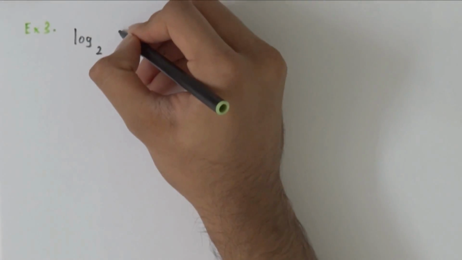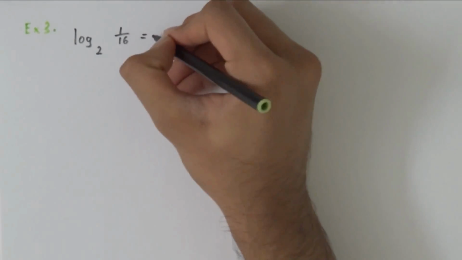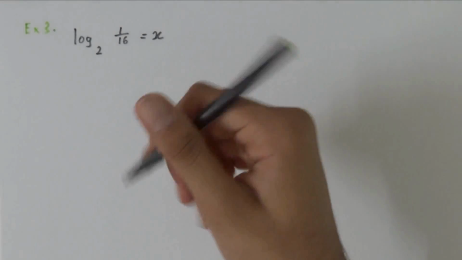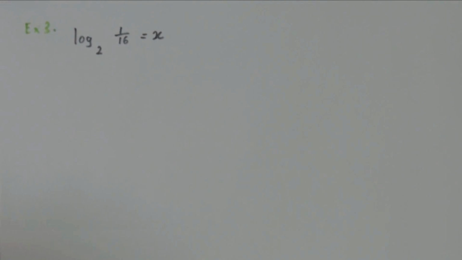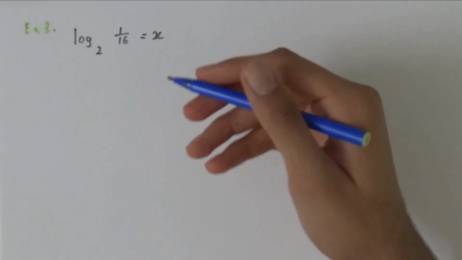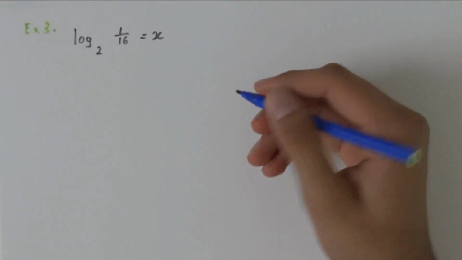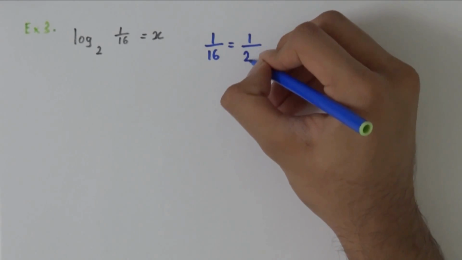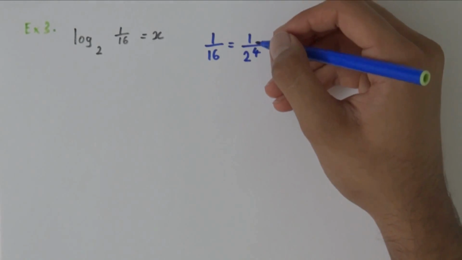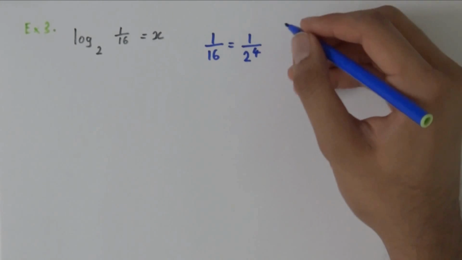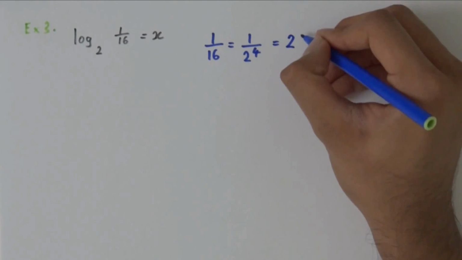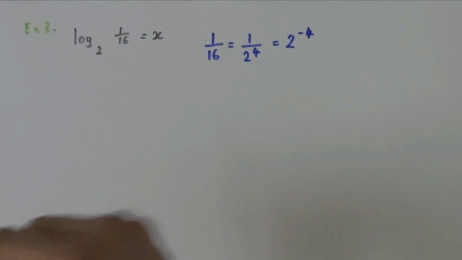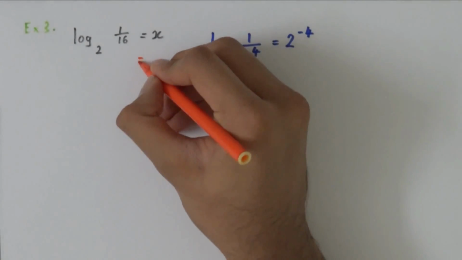Log base 2 of 1/16 is equal to x. We need to find to what value 2 should be raised to get 1/16. Using the properties of exponents, let's try converting 1/16 into the form of 2. So 1/16 is equal to 1 over 2 to the power 4. That's 2 times 2 is 4, times 2 is 8, times 2 is 16. So 1/16 is equal to 2 to the power negative 4. So the answer to this equation should be negative 4.